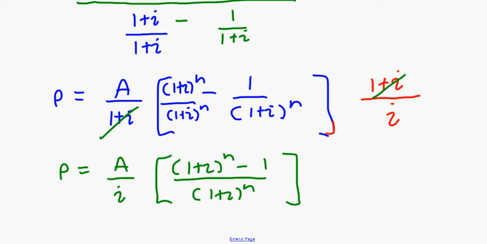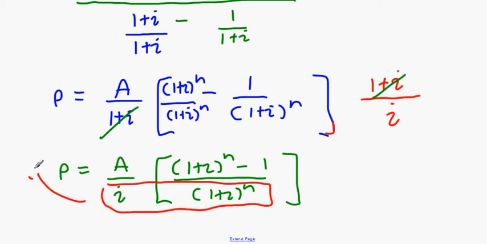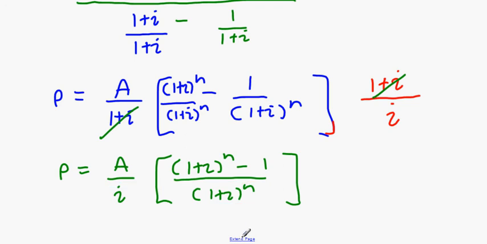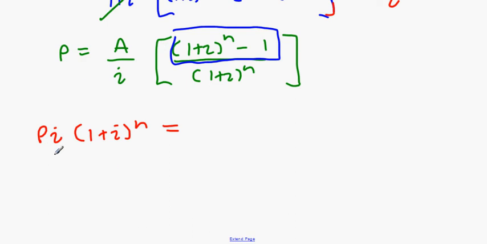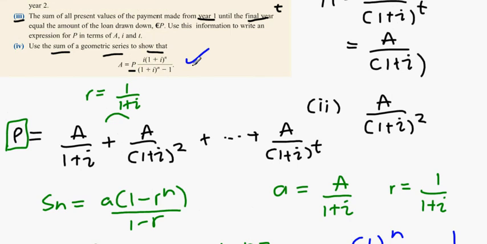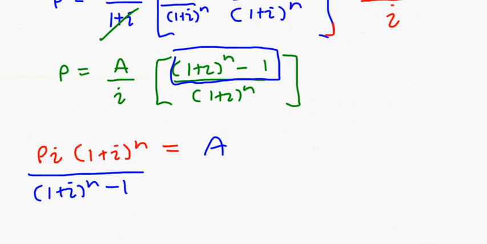Now we're going to cross multiply. We want A on its own, so I'm going to cross multiply this section up here. When I do that, it's going to be P I multiplied by 1 plus I to the power of n, and this part goes underneath the P, so it's divided by 1 plus I to the power of n minus 1, and all that equals A, and that's what we're asked to prove. Okay, so that's questions 7, 8 and 9 done.